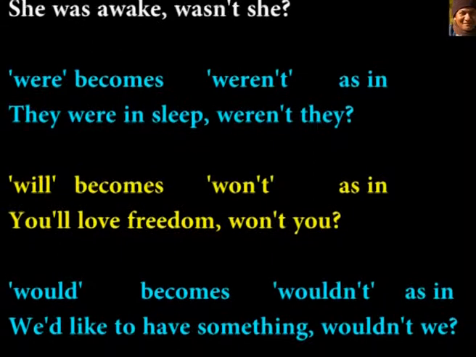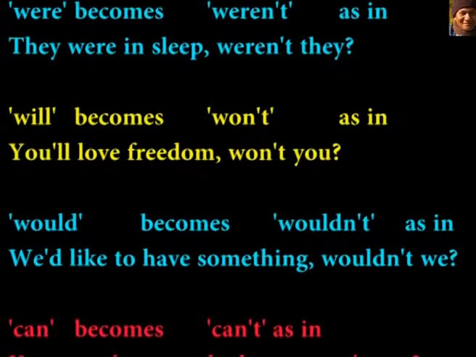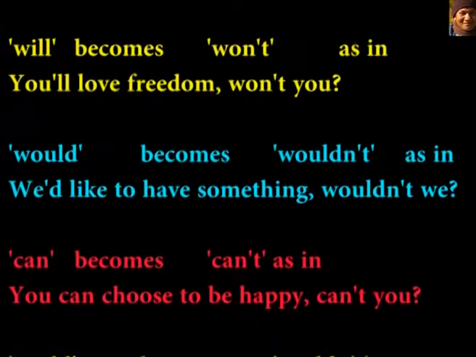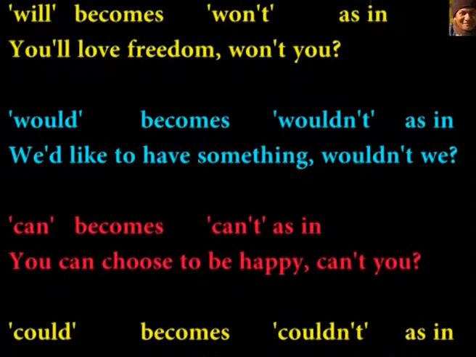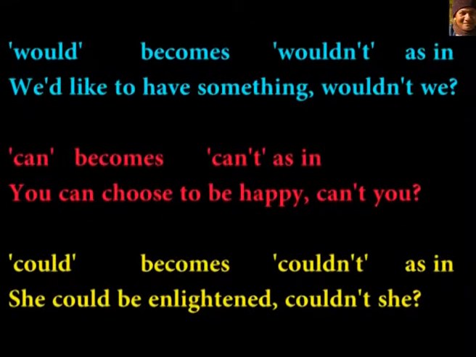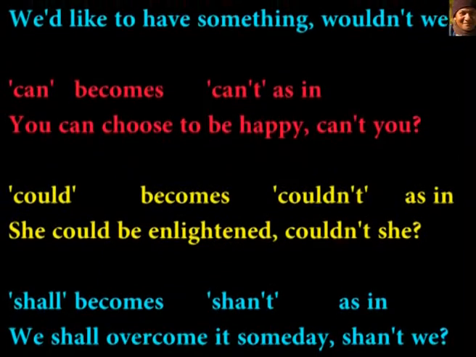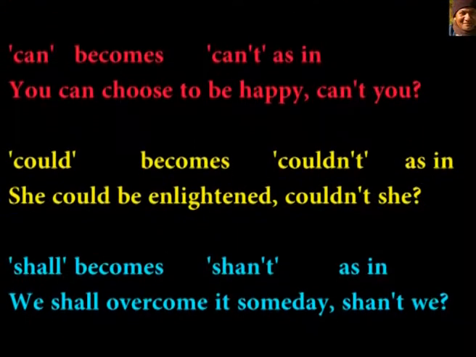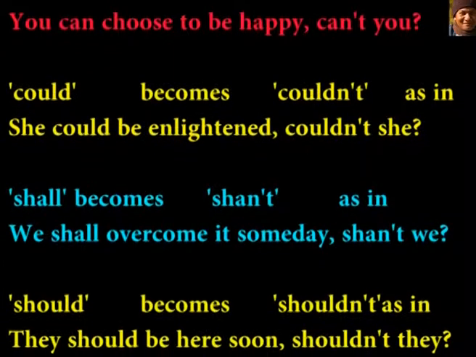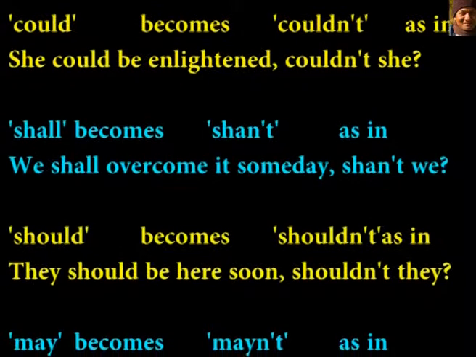Will becomes won't, as in you will love freedom, won't you? Would becomes wouldn't, as in we'd like to have something, wouldn't we? Can becomes can't, as in you can choose to be happy, can't you? Could becomes couldn't, as in she could be enlightened, couldn't she? Shall becomes shan't, as in we shall overcome it someday, shan't we?